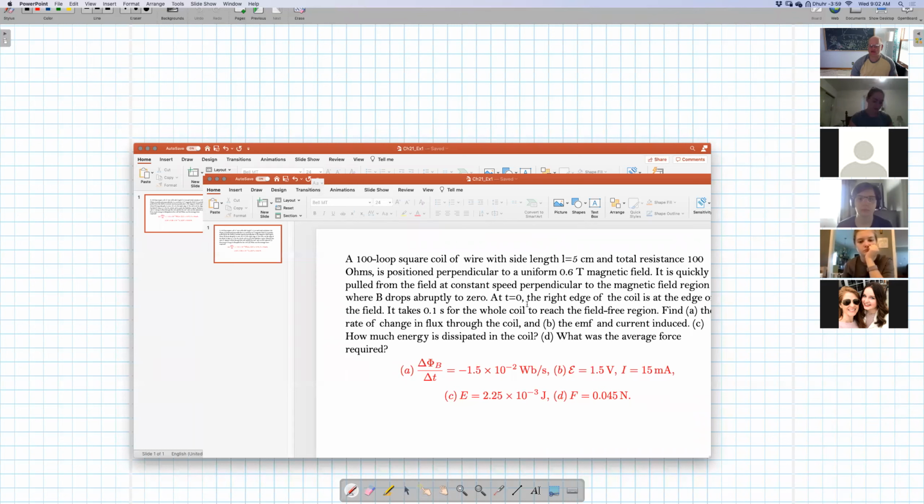At t equal to 0, the red edge of that coil is at the edge of the field, and it takes 0.1 seconds for the whole coil to be pulled outside of the magnetic field region into the non-magnetic field region. We need to find the rate at which the flux is changing, the induced EMF and the induced currents, and how much power is dissipated when that current is running through the coil, so how much energy in this case, and then what the average force required is. We'll talk about that in just a second.